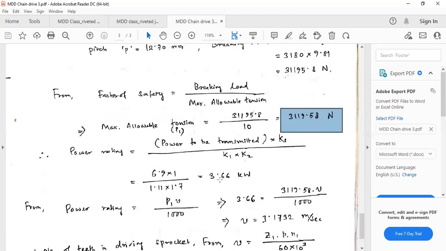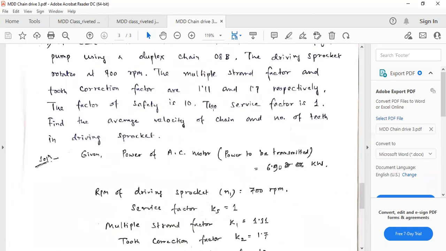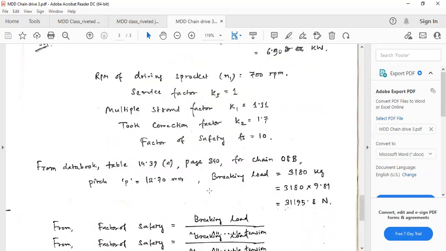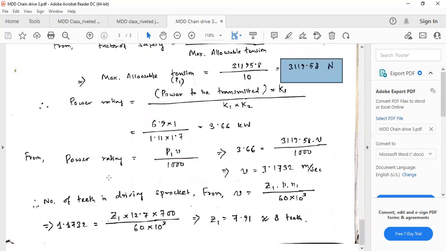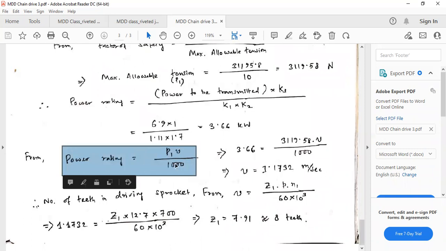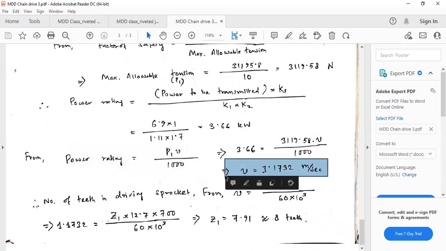Now you are asked to find out the velocity and the number of teeth, Z1. Using this power rating relation, power rating is equal to P1 V by 1000. From this relation you can get the value of velocity. So power rating is 3.66, equal to P1, that is 3119.58, times velocity divided by 1000. So from here you will get the velocity of your chain.